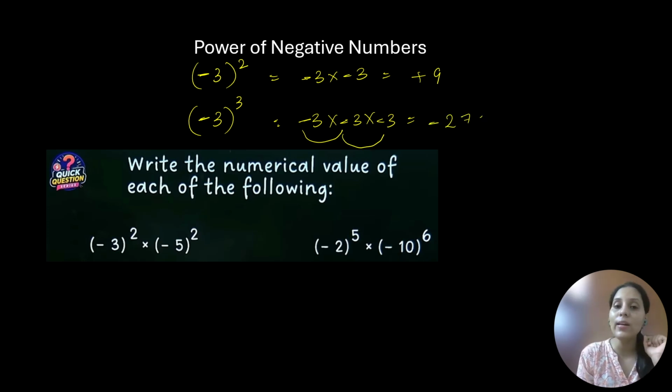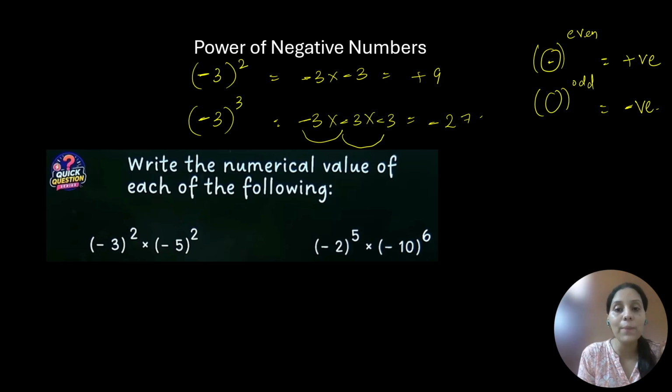So what are we learning here? If the power is even, the result is positive. But if the power is odd, the result is negative. Inside it should be a negative number. So no matter, even if you have a negative number, if the power is even, the result is always positive. But if the power is odd, the result is always negative.